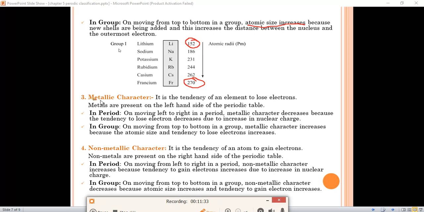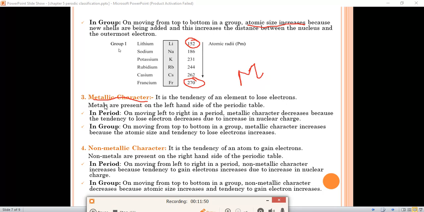Our next trend is metallic character. Metallic character. What is this? What do we understand by this term? It is the tendency of an element to lose electrons. Metals, we all know that metals can lose electrons. The metallic character is the tendency of an element to lose electrons. Metals are present on the left hand side of the periodic table.